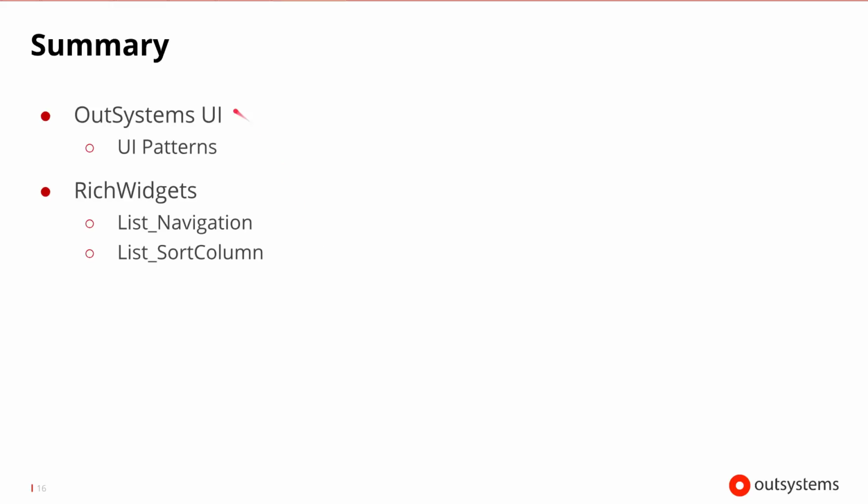So we covered a lot of things. We started by talking about OutSystems UI and the different UI patterns that are available, and that you can use the website and the documentation to learn more and use some of the really cool UI patterns that have been built to make things faster for us. And there are also some rich widgets that are really important when we're working with table records. We want to be able to do navigation and we want to be able to do sorting. So we've explained those in a little more detail.